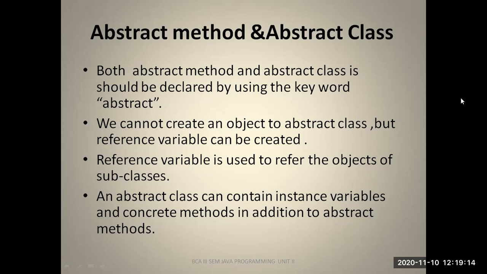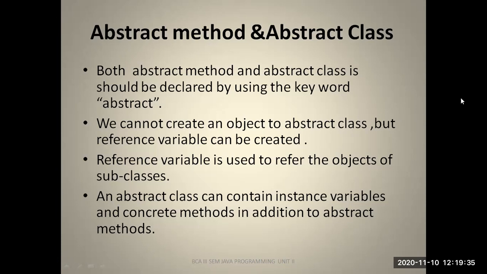Why are we not creating objects for abstract classes? Because abstract classes contain abstract methods. Now, what is an abstract class? An abstract class is nothing but a class which contains abstract methods. Not only abstract methods, they can also contain other methods.